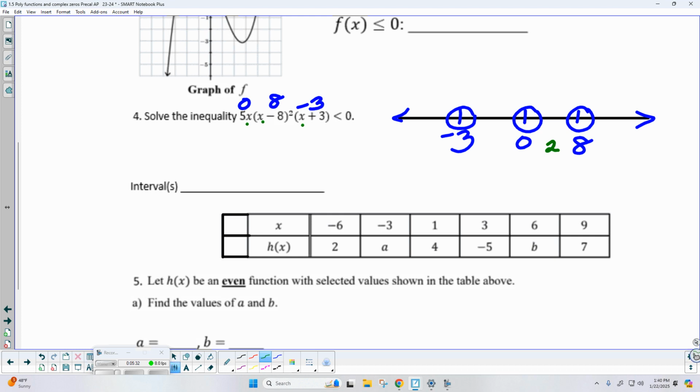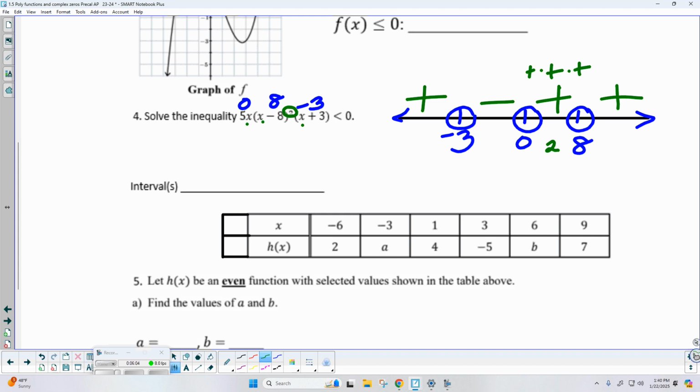So 5 times 2 is a positive 10. Now 2 minus 8 is −6, but this group is squared, so that's going to be a positive. And 2 plus 3 is another positive. Remember, we're not interested in the actual number, we just want the sign. So three positives give me a positive. If I continued in that way, the pattern should be plus, minus, plus, plus. And which is going to be my answer?